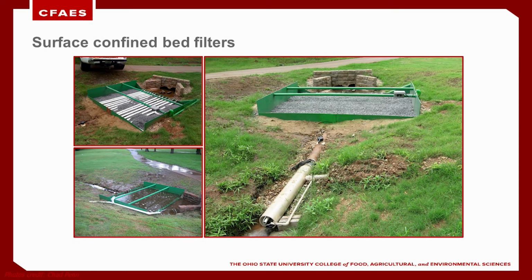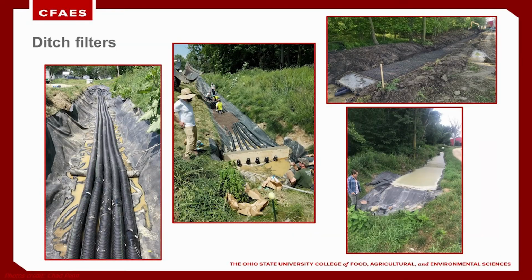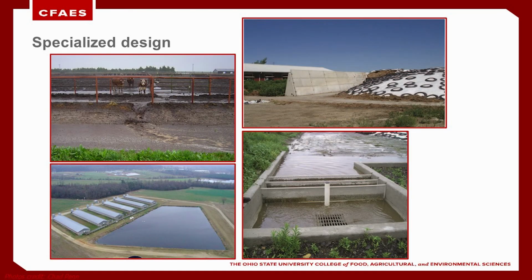Some examples of different types of phosphorus filters include surface confined bed filters, blind inlets, ditch filters, or specially designed filters for treating runoff from things like CAFOs, silage bunkers, or other areas that contain high concentrations of dissolved phosphorus.